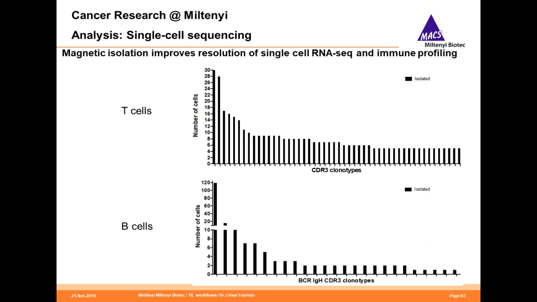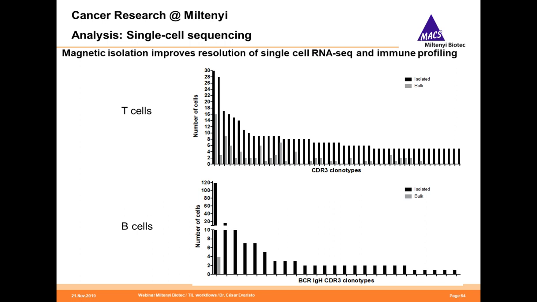In these graphs, I am displaying on the x-axis the 50 or 25 most represented clonotypes in T or B cells respectively, and on the y-axis the number of cells that express that particular clonotype in the isolated samples. As you can see, we were able to identify several clonotypes that were represented multiple times in the isolated samples. In contrast, several of those clonotypes would have gone unnoticed when we analyzed the bulk samples.